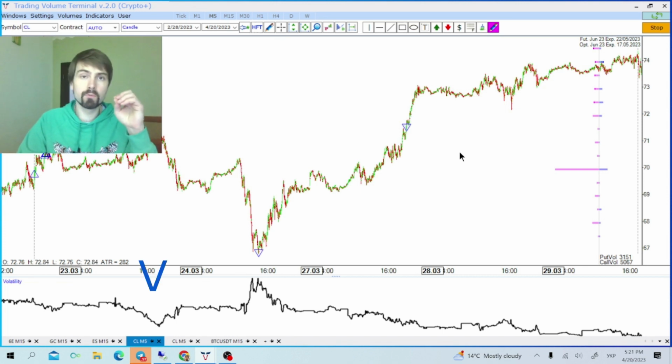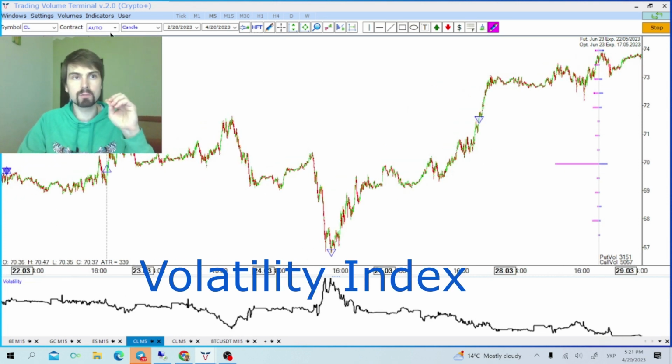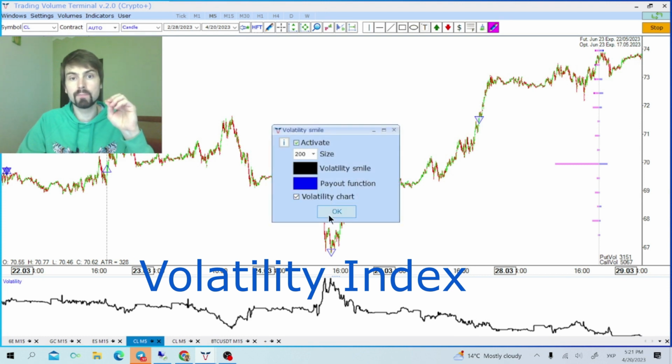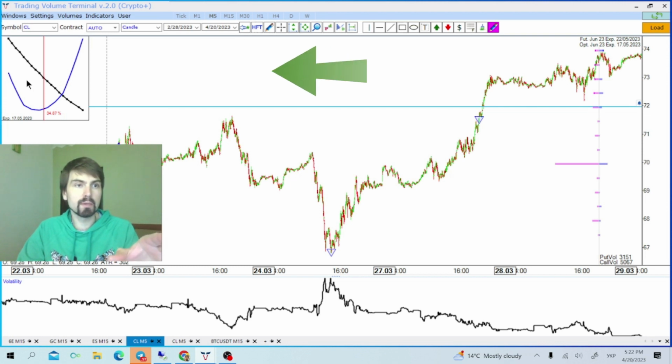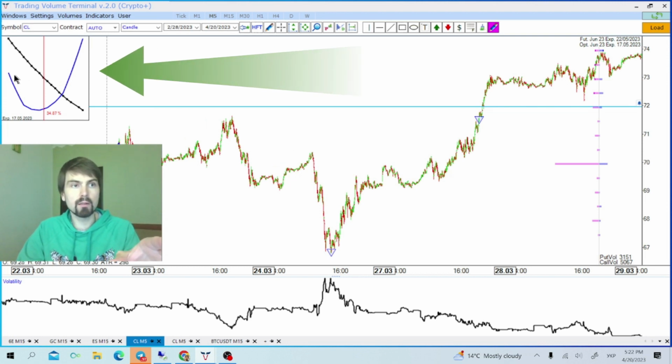Now let's overview the volatility index. We can add indicators, the volatility smile, activate it, and also the volatility chart. Here in the left corner we have the volatility smile and also the payout function. Here is information about current volatility.